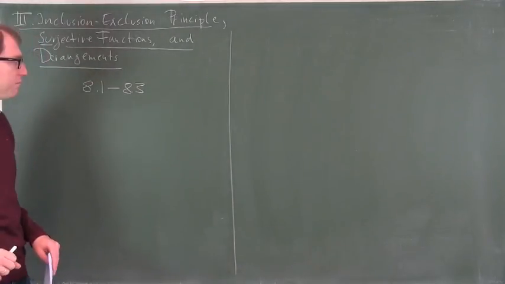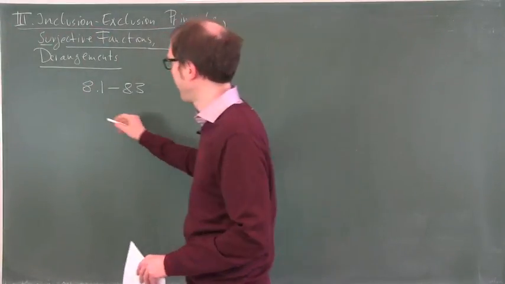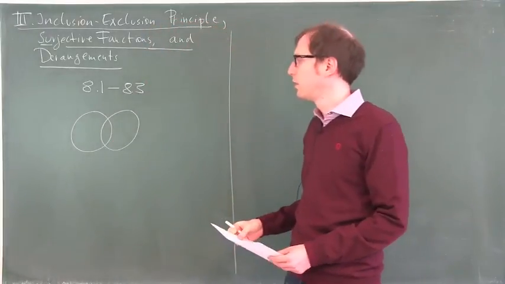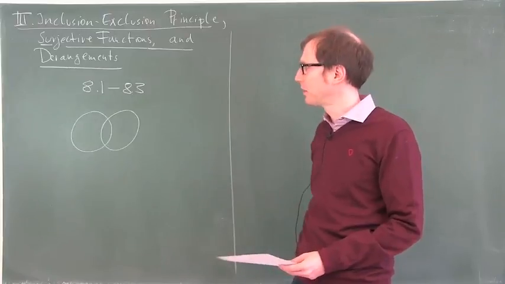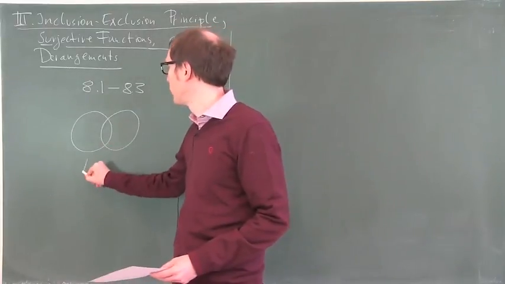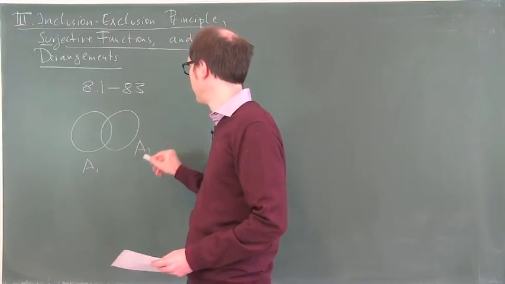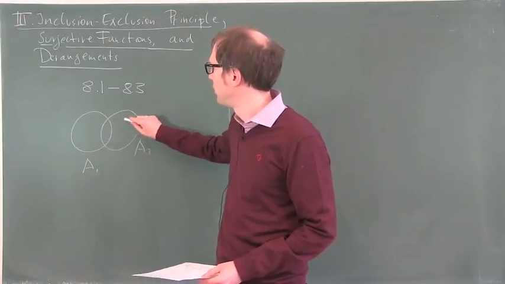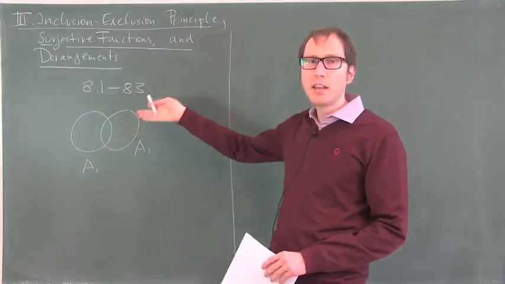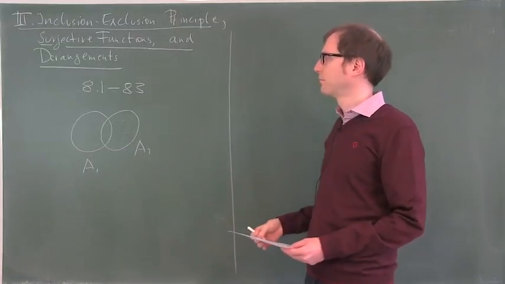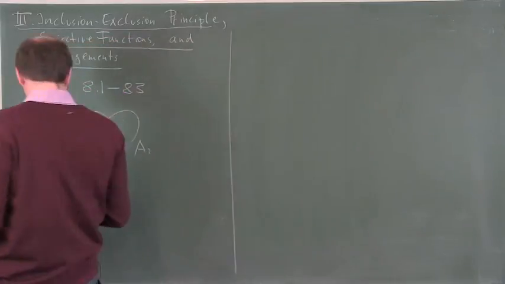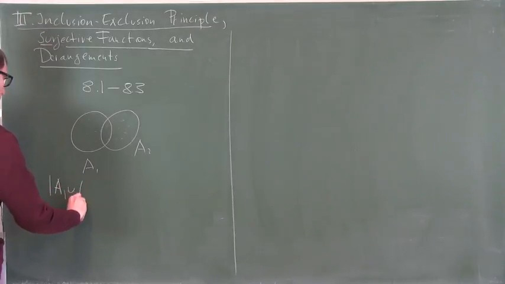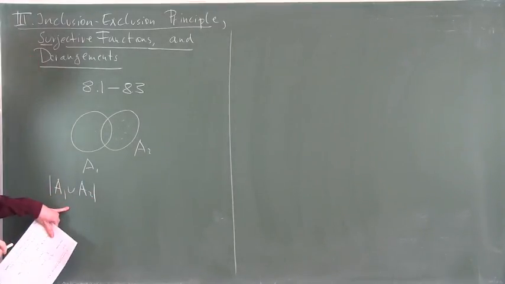So let's start by considering a simple situation. Assume we have two sets. This is a classical Venn diagram. Let's call them A1 and A2, and you want to count how many elements lie in the union of these two sets. And so how do you do that? Well, we want to count the number of elements in the union.